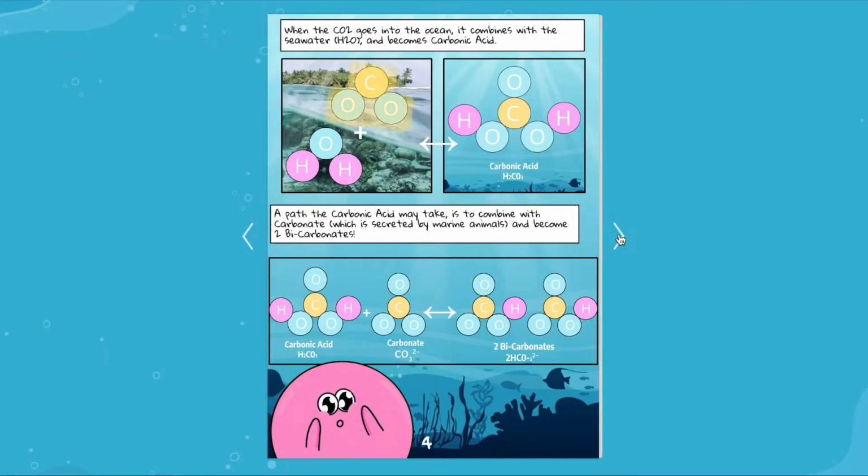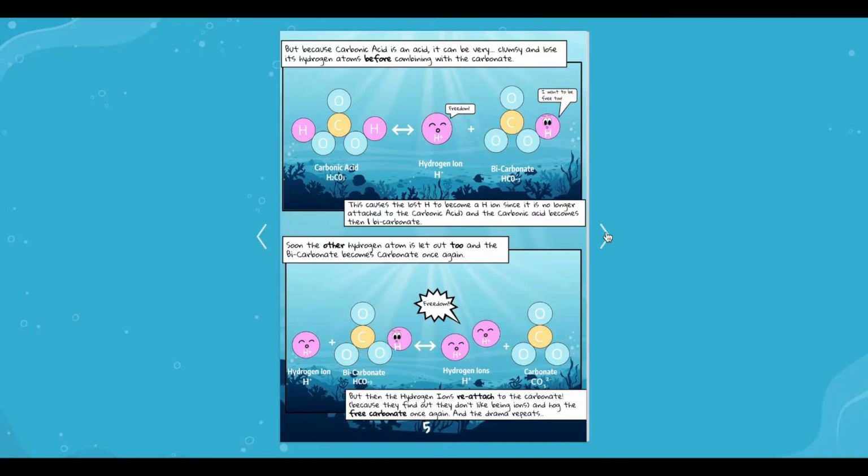When the CO2 goes into the ocean, it combines with seawater, aka H2O, and becomes carbonic acid. A path the carbonic acid may take is to combine with carbonate, which is secreted by marine animals, and become two bicarbonates. But because carbonic acid is an acid, it can be very clumsy and lose its hydrogen atoms before combining with the carbonate.